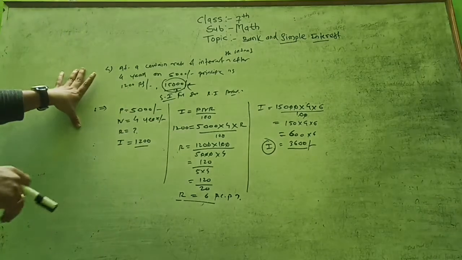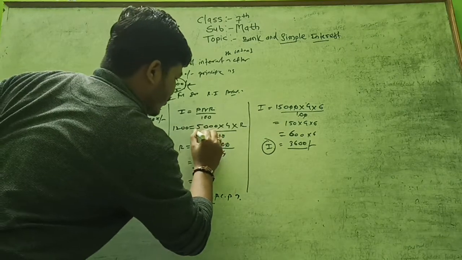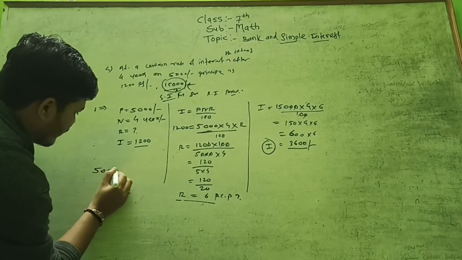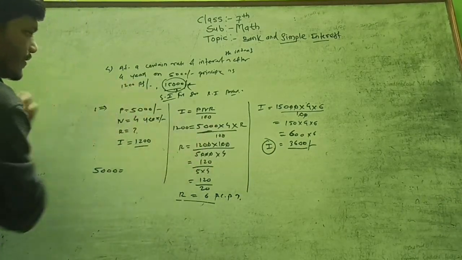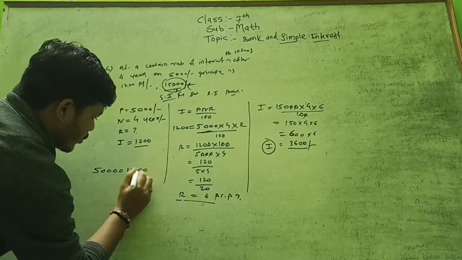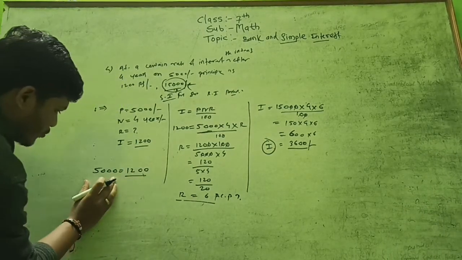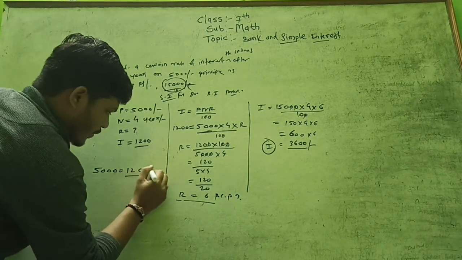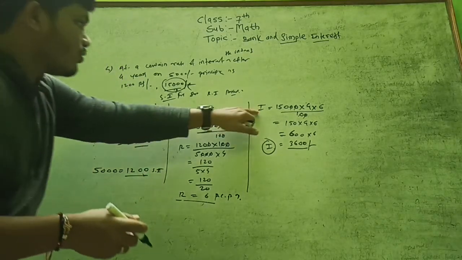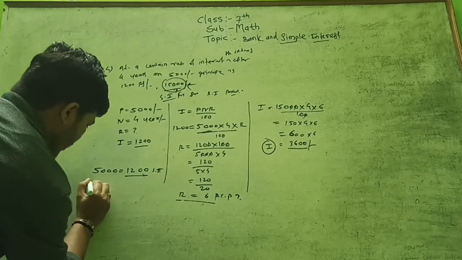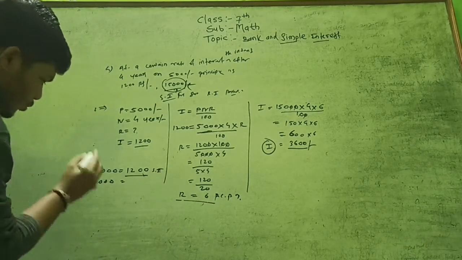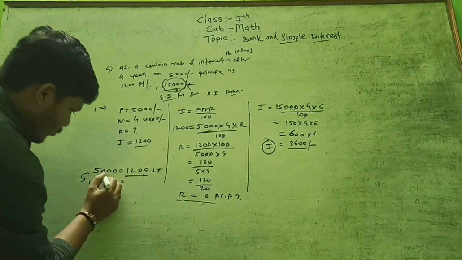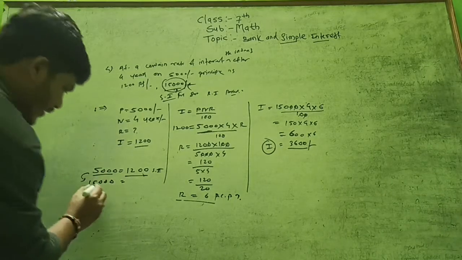Now when we look at this problem, on the 5,000 rupees we can simply find how much interest he gets. On the 5,000 rupees he gets 1,200 rupees, that is the simple interest. And we have been asked about the 15,000 rupees. This 15,000 rupees is thrice the 5,000 rupees. When 5,000 is multiplied by 3, we get 15,000 rupees.